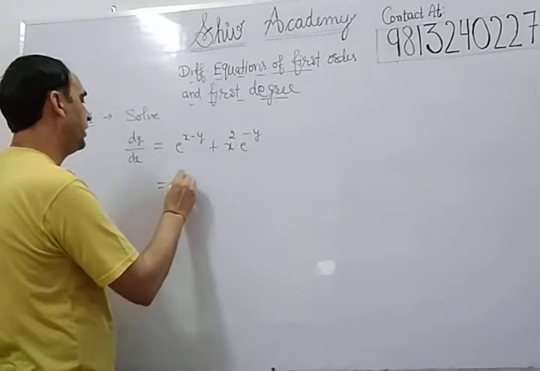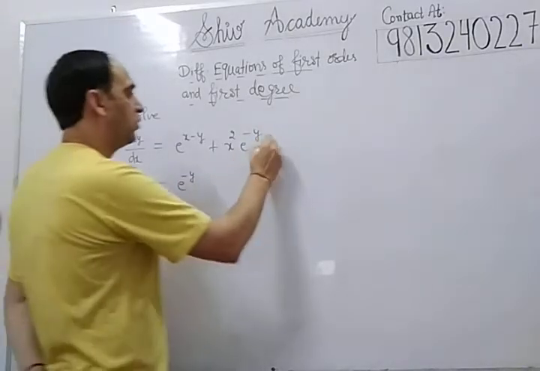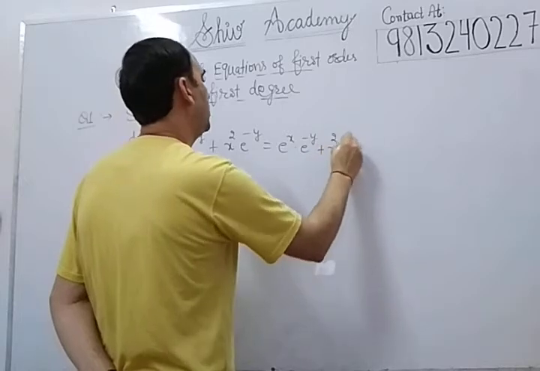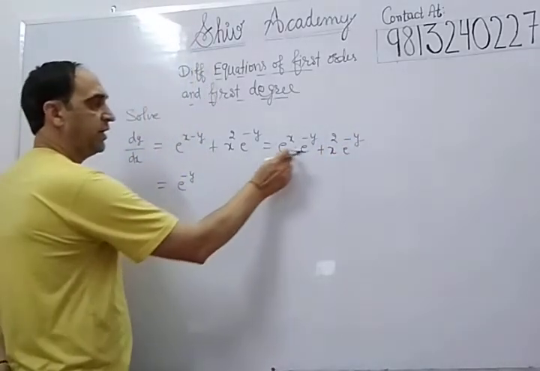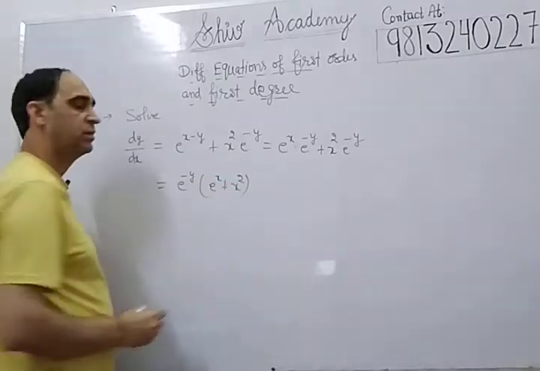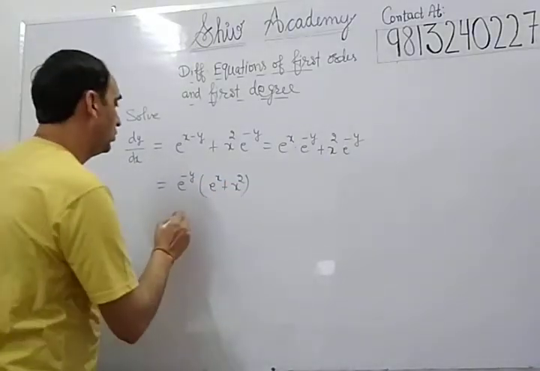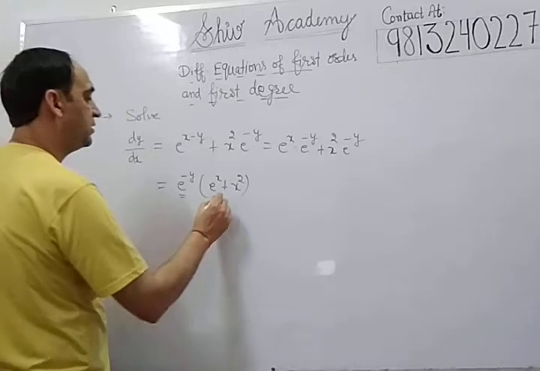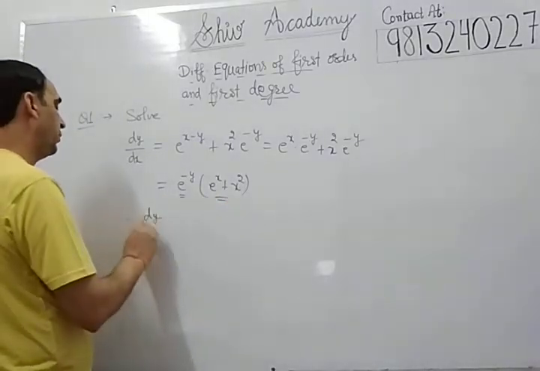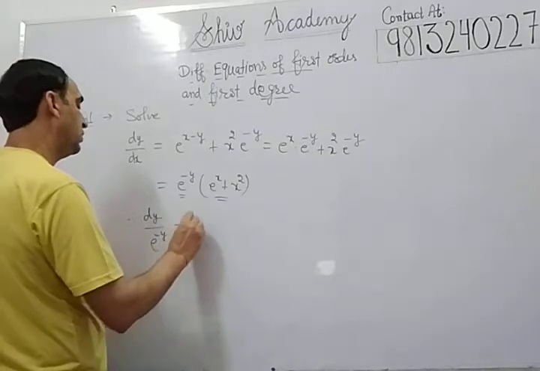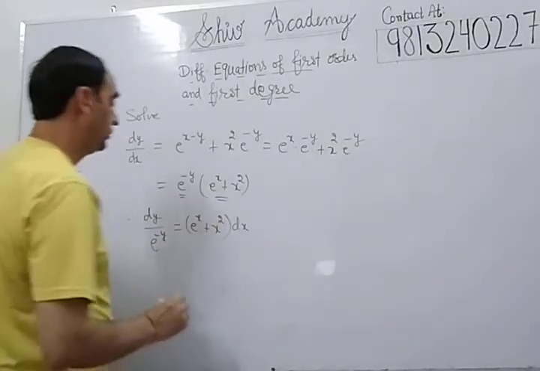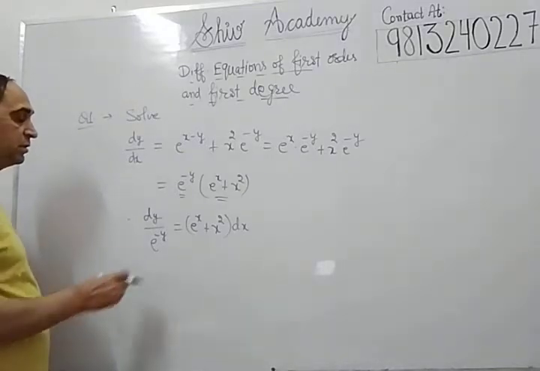On the right side you look, we can take e to the power minus y common, because it can be written as e to the power x, e to the power minus y, plus x square e to the power minus y. So we take e to the power minus y common. What we get? e to the power x plus x square. Okay. Now you can look, y is there, and there are two terms of x. So we write dy upon e to the power minus y is equal to e to the power x plus x square dx. Okay. Now the variables got separated.